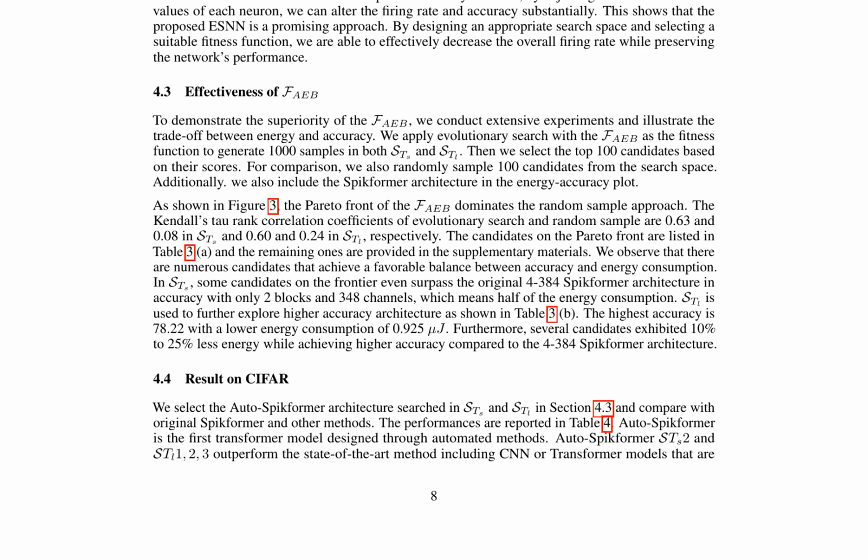The effectiveness of the FAEB, fitness-aware evolutionary bottleneck, is also discussed in the study. It presents a trade-off between energy and accuracy through evolutionary search and random sampling. The Pareto front of the FAEB dominates the random sample approach, demonstrating the efficiency of this method in optimizing transformer models. In summary, Auto-Spikformer outperforms existing methods in terms of energy efficiency and accuracy, making it a groundbreaking model in the field of transformer models. The FAEB further enhances its performance by providing an optimal balance between energy consumption and accuracy, opening up new avenues for future research and development.